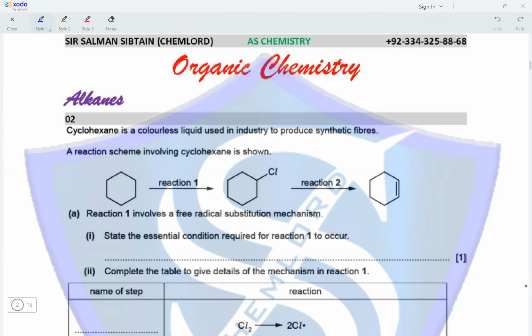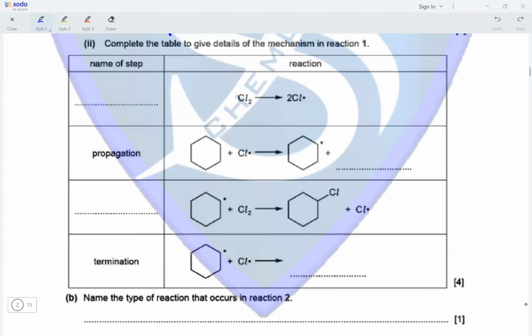State the essential condition required for reaction 1 to occur. So the condition required is UV light in order to produce chlorine free radicals, which would carry out the free radical substitution chain reaction mechanism. Complete the table to give details of the mechanism in reaction 1. So name of step from chlorine to chlorine free radicals. This is called the initiation step.